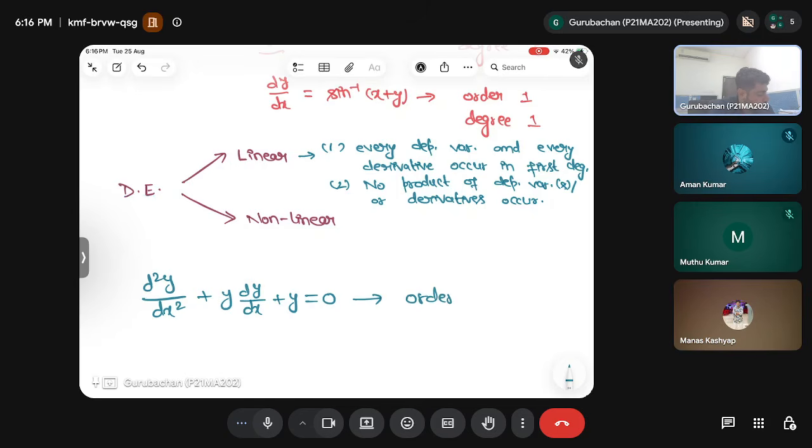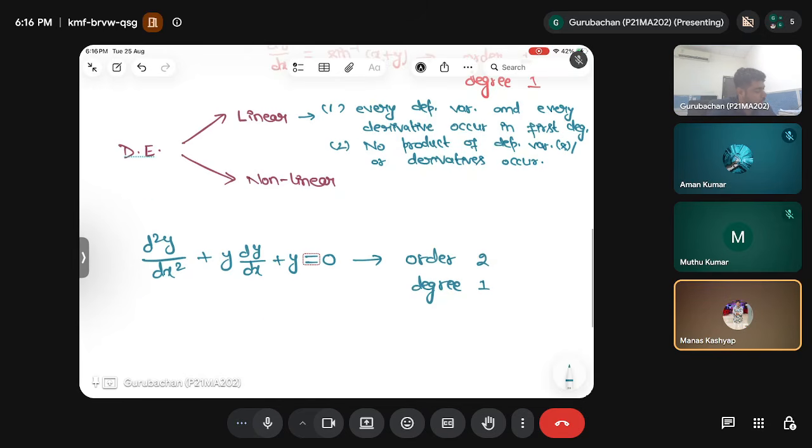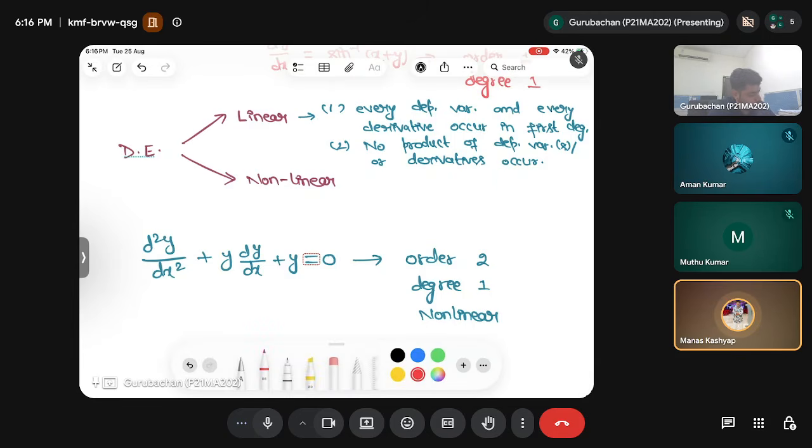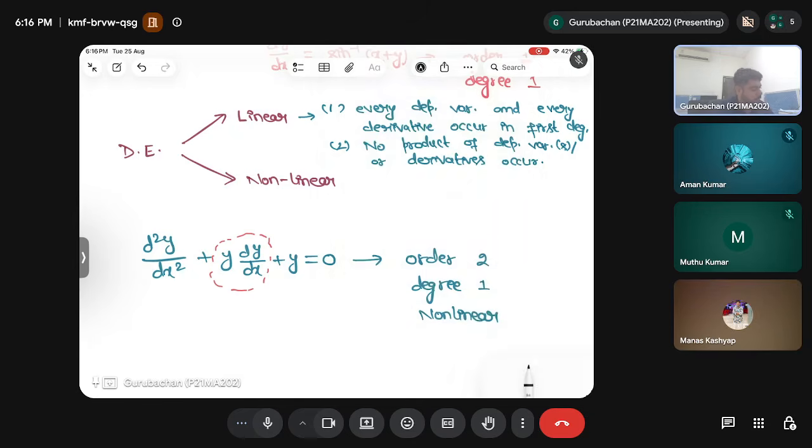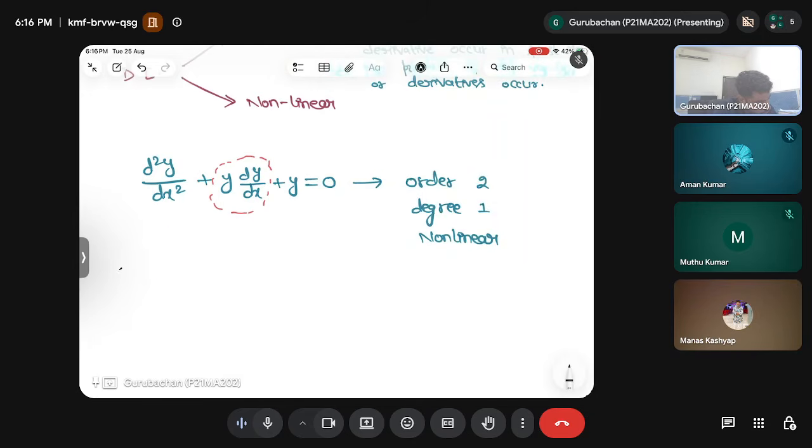Are you sure the order is 1? Oh, sorry, my order is 2. Order is 2, degree is 1, and non-linear. Why non-linear? Because it contains the term y into dy by dx, and because of this, by doing any manipulation, we can't free it from this.